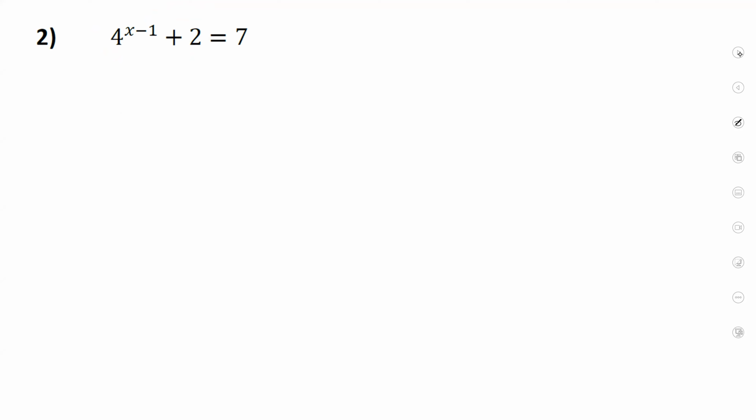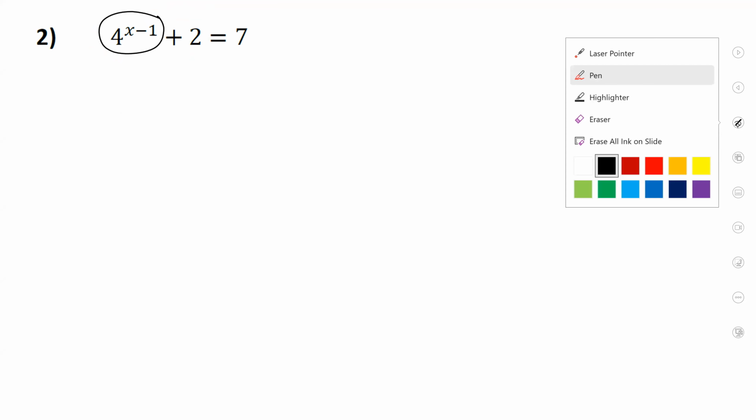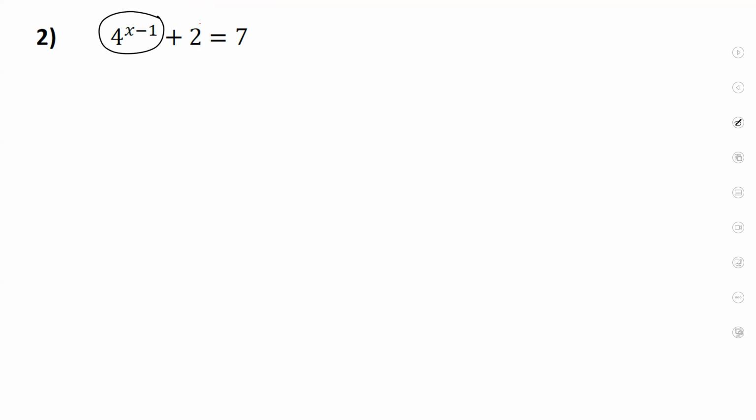Okay, so guys, is my exponential part by itself? Is it isolated? No, this is the exponential part. I need to get rid of this plus 2. How do I do that? Exactly, we're going to subtract 2. So what I am left with is 4 to the power of x minus 1 equals 5. Make some space between the equal sign and the 5.